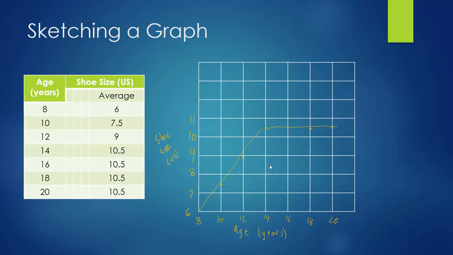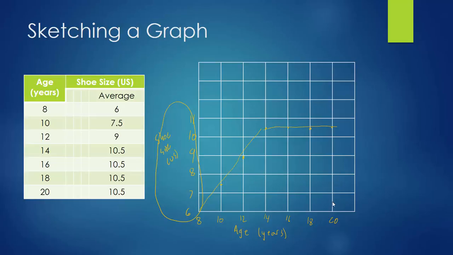And what we instantly see is, yes, as people get older, their shoe size goes up, but only to a point. Eventually, that kind of flattens off. So we can sketch that graph, and it's pretty easy to do. Sometimes it's easier with these numbers. Sometimes it's harder. Sometimes we have to choose our scale a little bit differently.